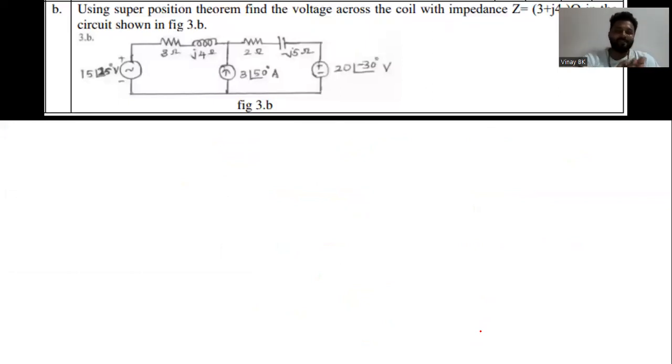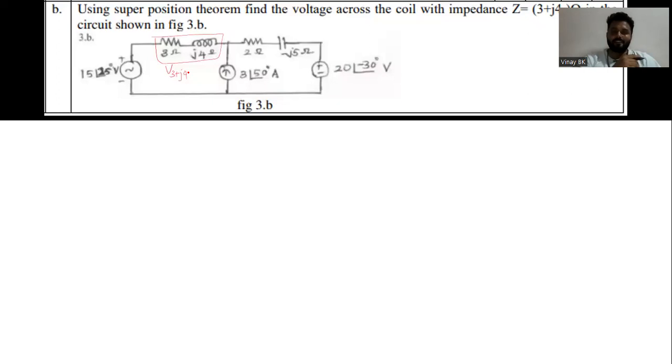Using the superposition theorem, find the voltage across the coil with impedance Z equals 3 plus j4 ohm in the circuit. You need to find the voltage across this with the help of the superposition theorem. 3 plus j4.